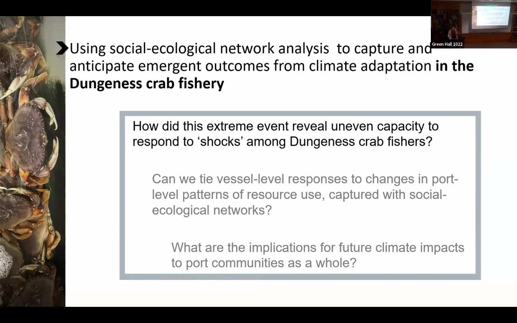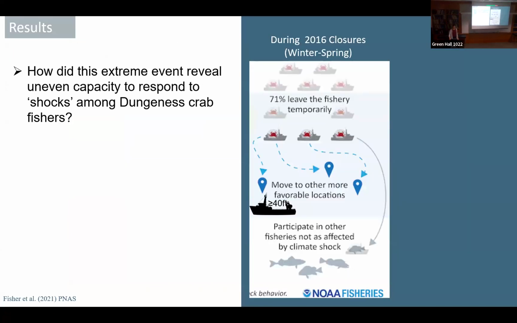Okay, so let's start the results with our first question. How did this extreme event reveal uneven capacity to respond? The landings data that we looked at let us track 3 different possible response strategies at the vessel level. And we found that during the closures, 71% of all vessels, and that's large and small vessels, which had fished Dungeness crab in prior seasons, stopped fishing entirely for any species during the Dungeness crab fishery closures.